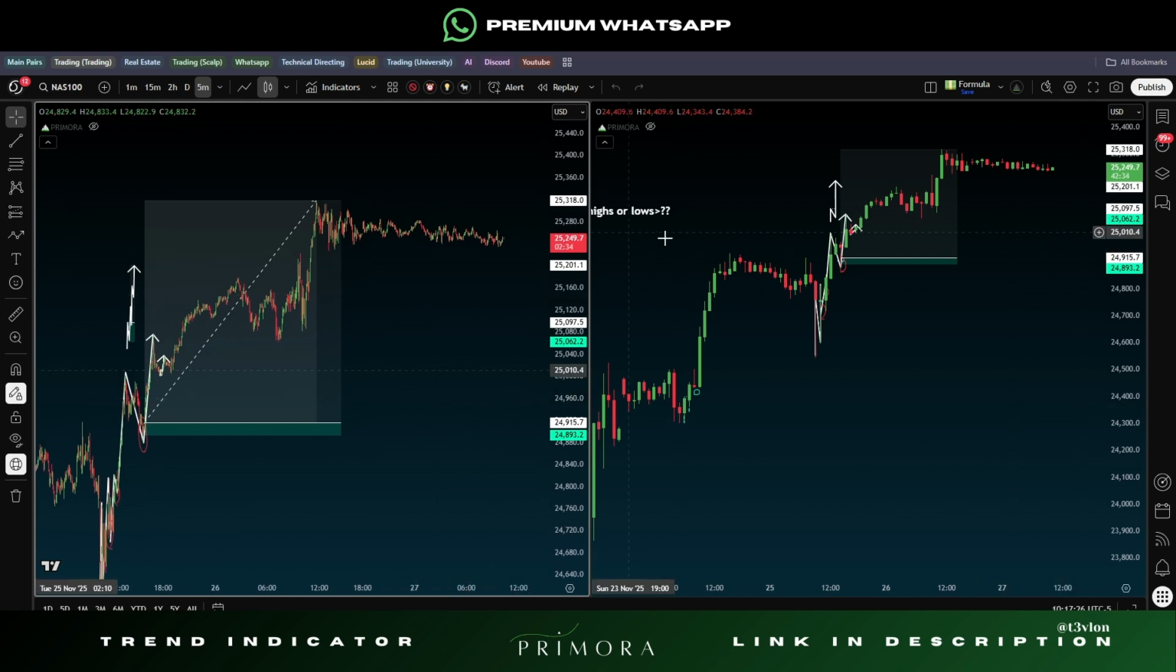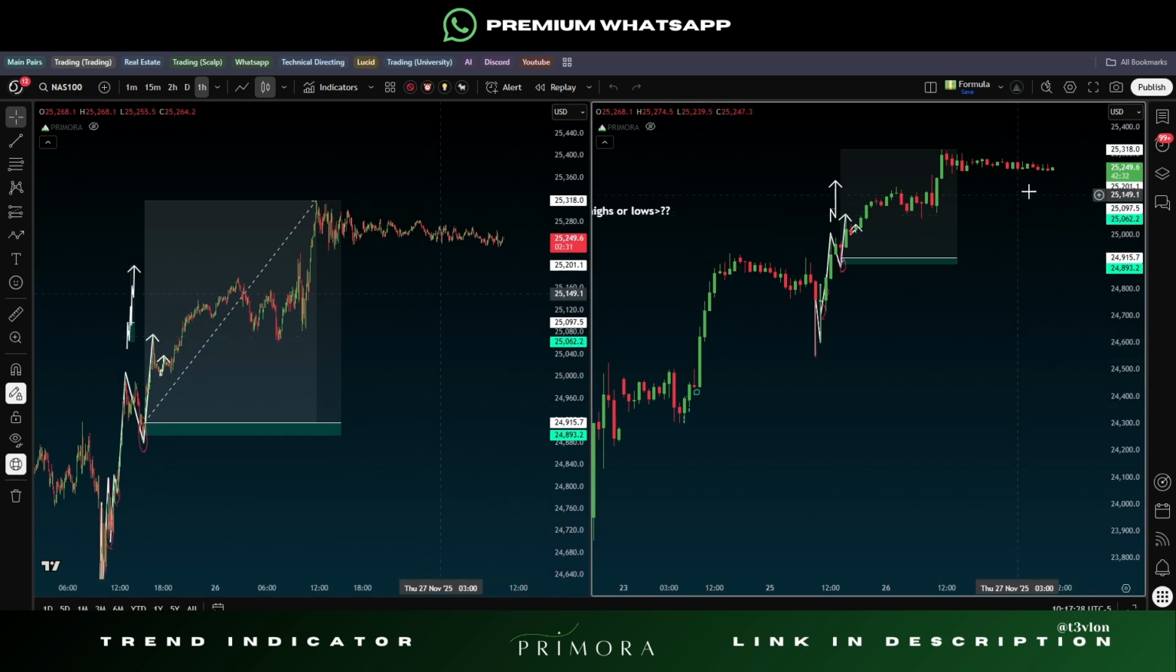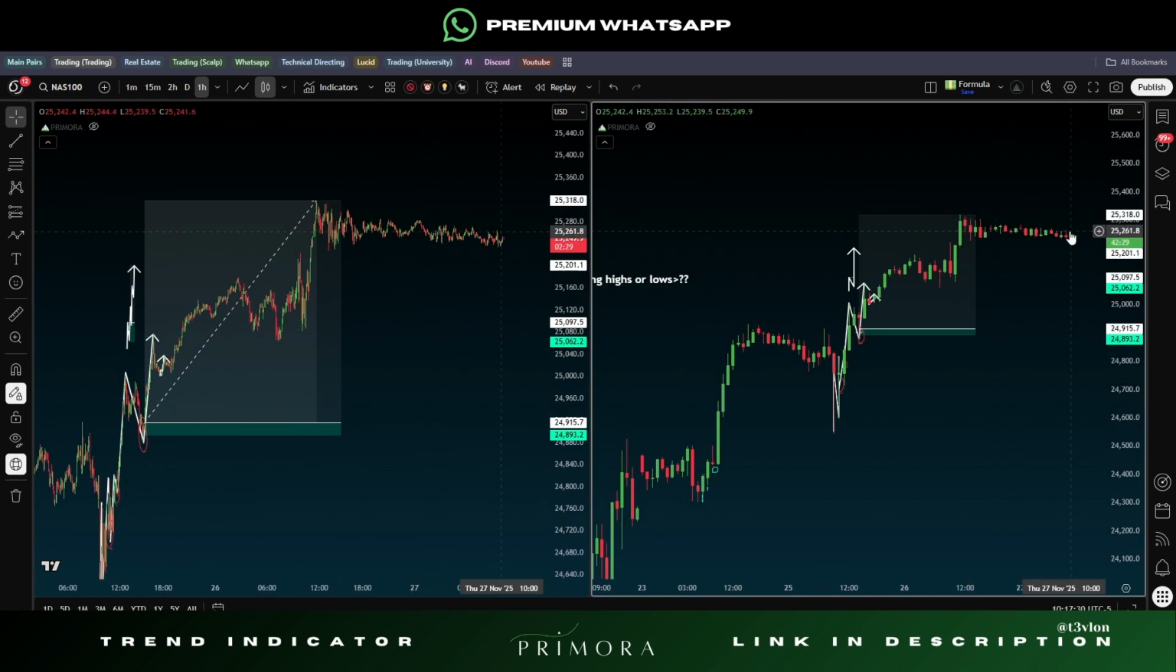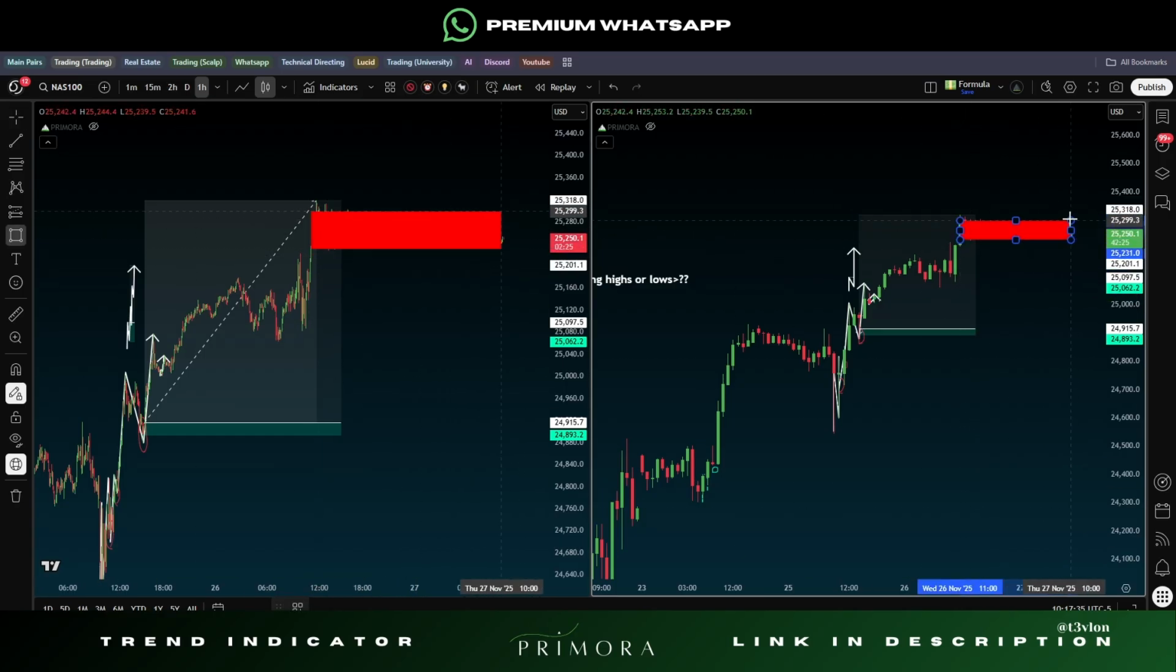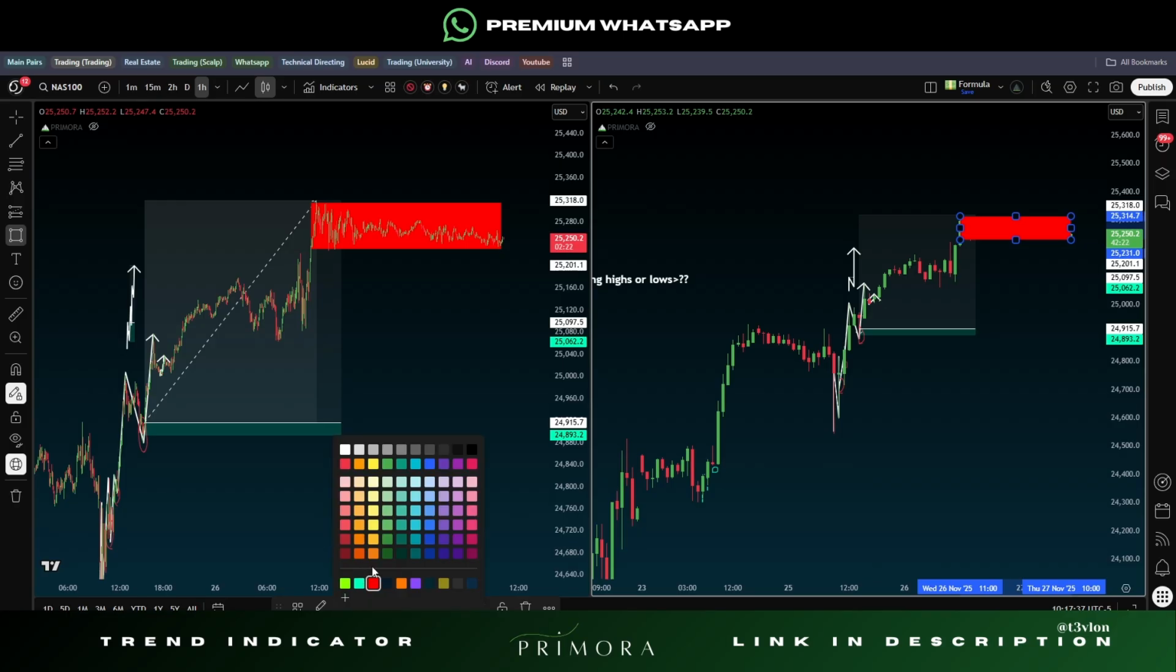Yeah, this is where live market is. So based on the hourly right now, price is just dancing right here. There's nothing to do, right? Because it's not trending at the moment.